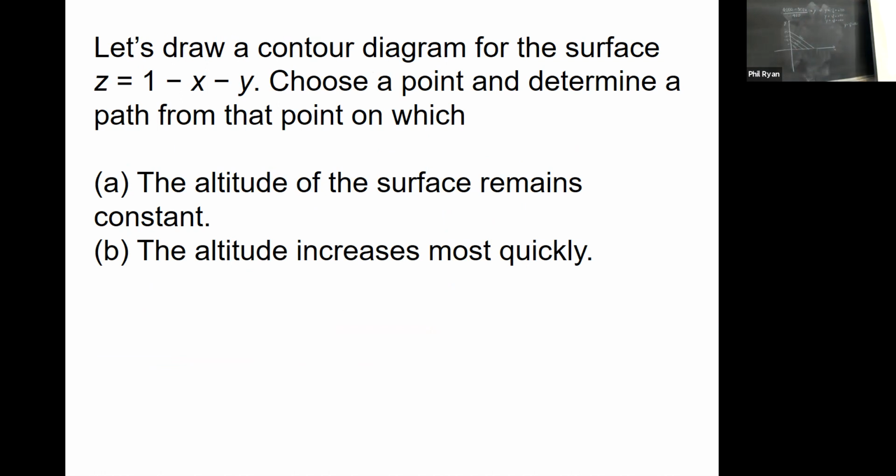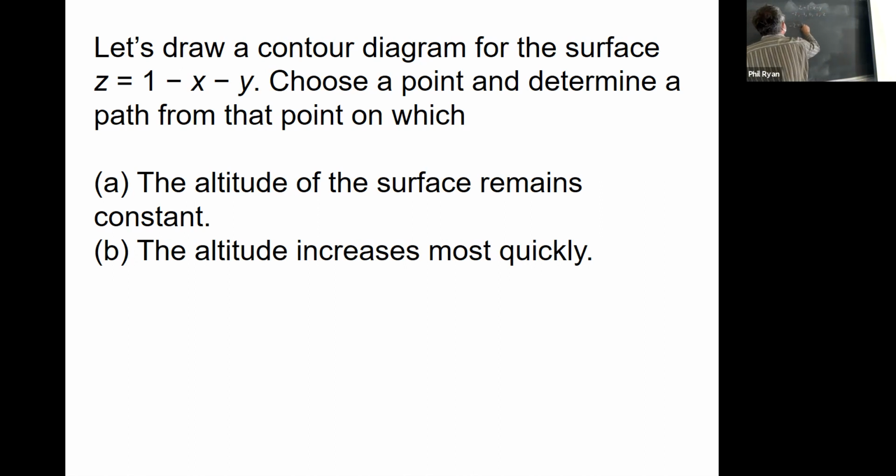Okay, so let's just kind of finish off with this one. Let's do this surface here. Very easy one. Z equals 1 minus x minus y. So let's do some contour lines. So let's do contour lines for -2, -1, 0, 1, and 2.